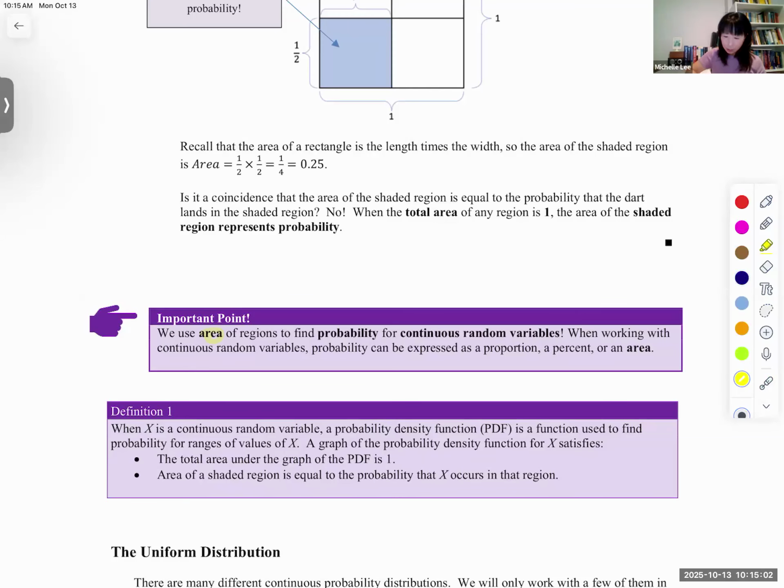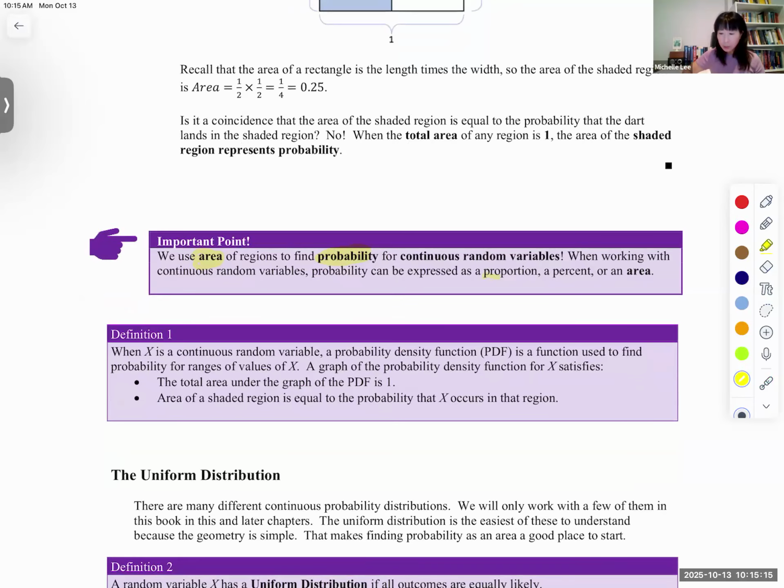Okay. Here we go. Area is a probability for continuous random variables. We can also express it as proportion and percent. So area, probability, proportion, and percent for a continuous random variable. Now we have the probability density function, PDF. We are using the first letters, right? So PDF.